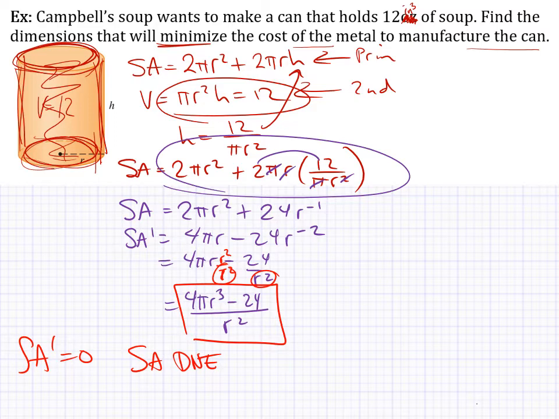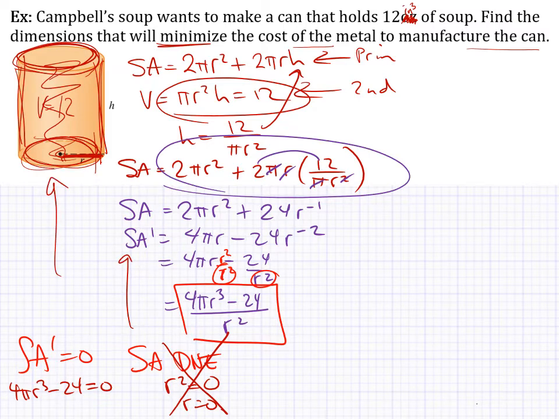Well, when the numerator and denominator are each 0. So 4 pi r cubed minus 24 has to equal 0, and r squared has to equal 0. Well, if you solve r squared equals 0, what you're going to find is that r equals 0, but that doesn't make any sense because r is the radius of the can, and the can can't have a radius of 0, so we're going to just throw that out. We don't need that. While it could result in a critical number here, and it could result in a max or a min, for the problem itself, it doesn't make any sense.